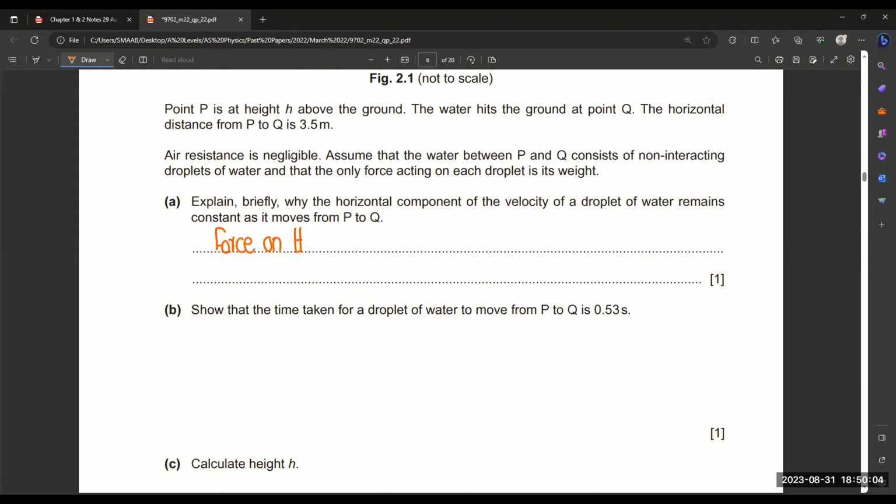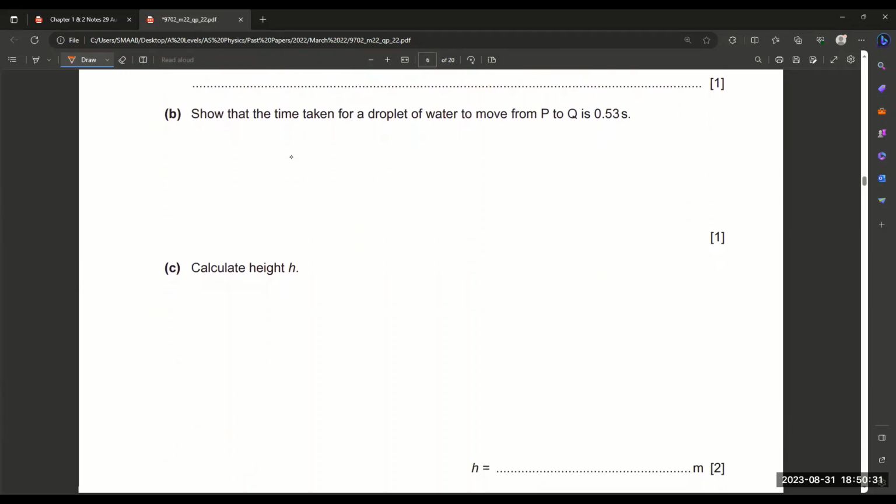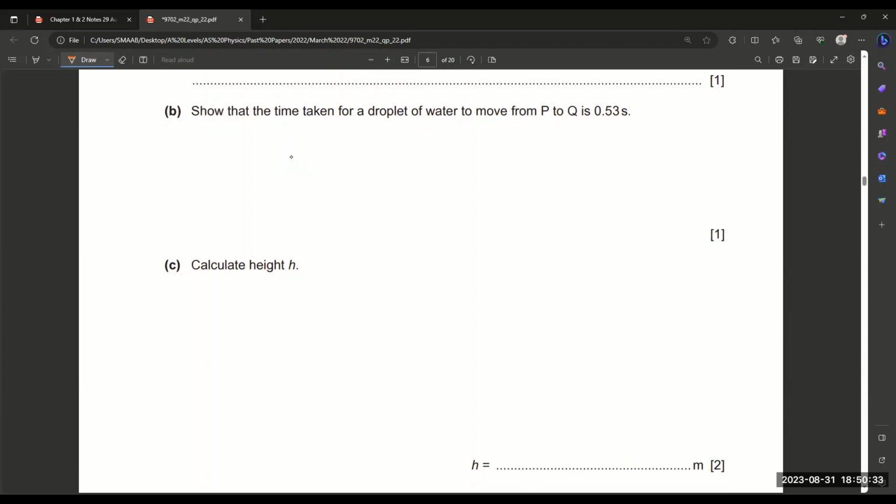Then for the time, we know speed equals distance over time, so time equals distance over speed. And the distance was 3.5 meters. So you're going to do 3.5 divided by 6.6, which was the speed, and you get 0.53 seconds. Okay, so you already solved the question verbally.